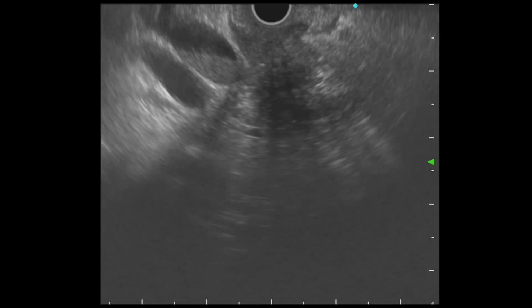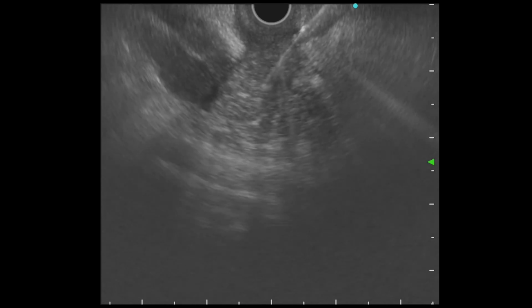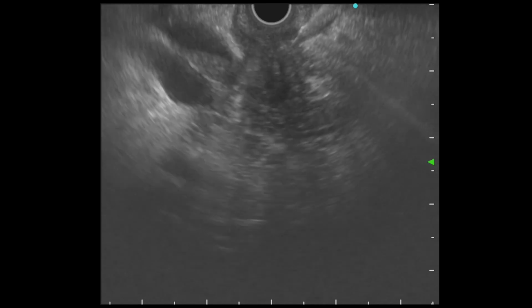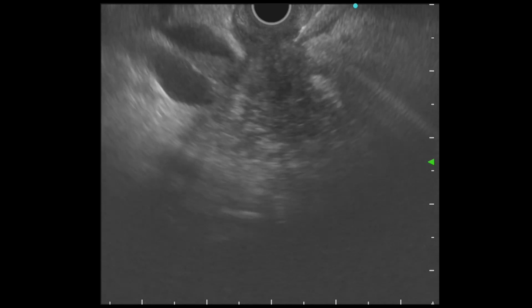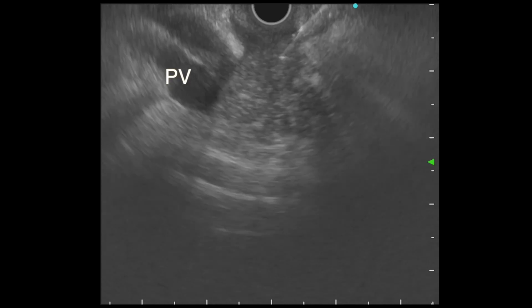So here you see the needle entering inside the mass, making samples in different directions. Slowly, we try to avoid, obviously, big vessels like the portal vein, which is very close to the mass.